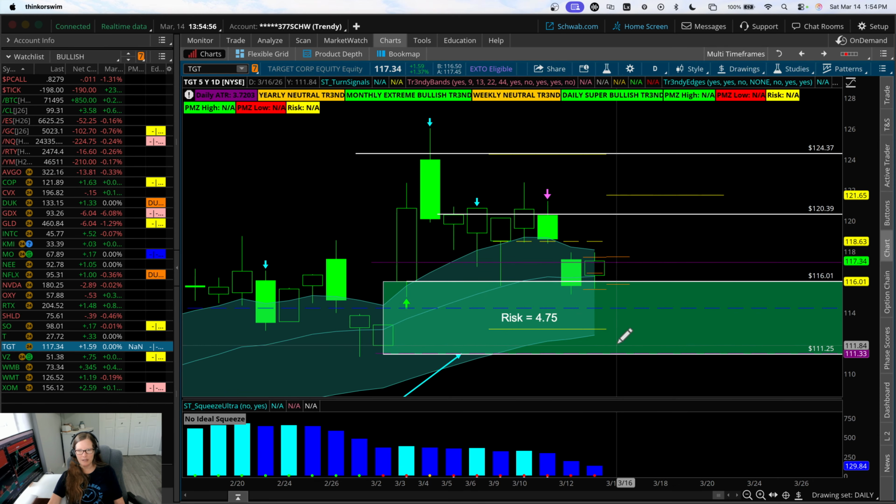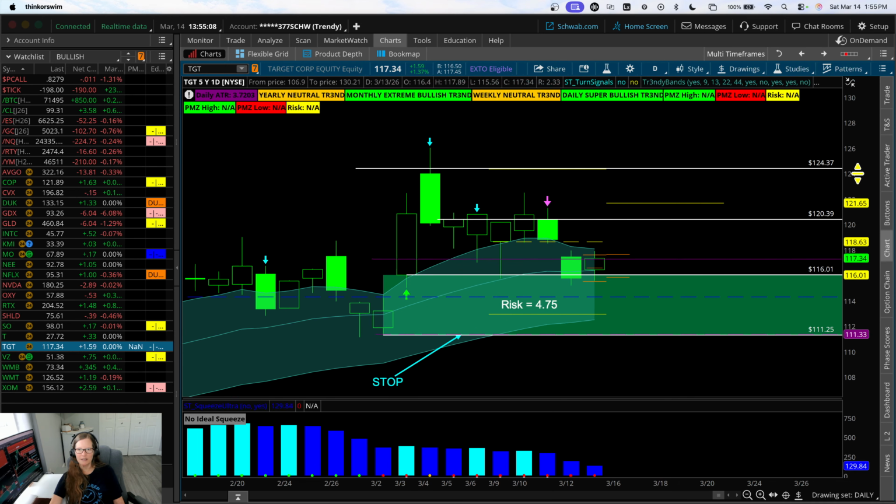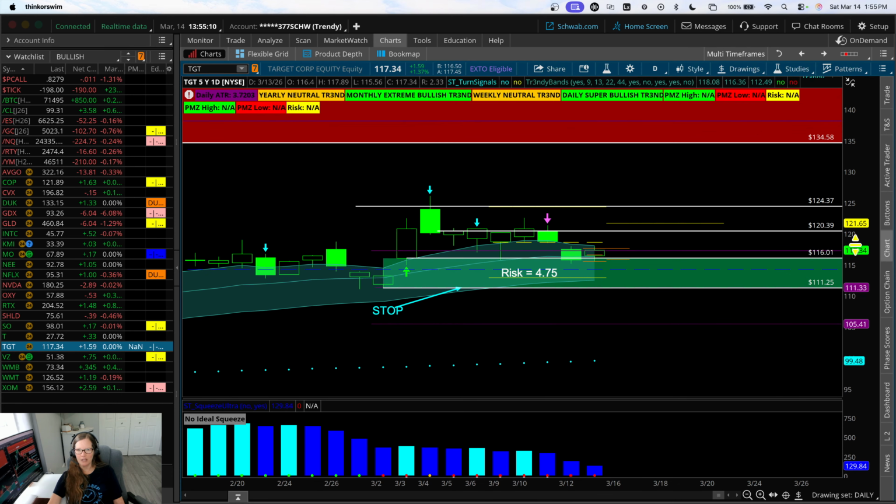Here's my buy zone. You've got a risk of about $4.75 and almost 1-for-1 risk to reward here to this first target. Then the target above, 124.37, but ultimately I would be looking for this supply zone above 134 and a half on target.